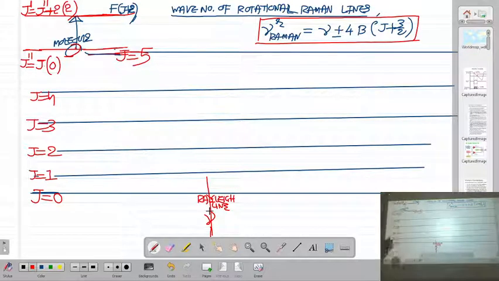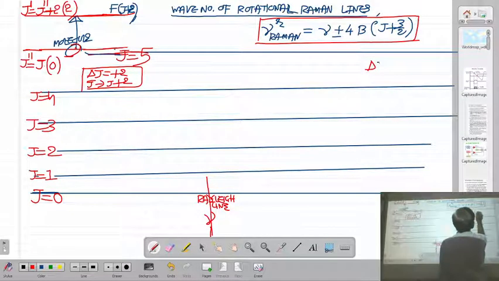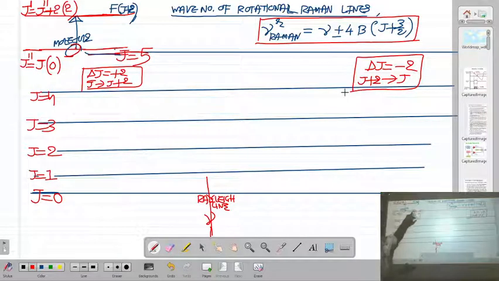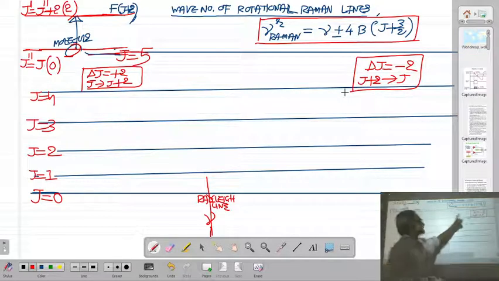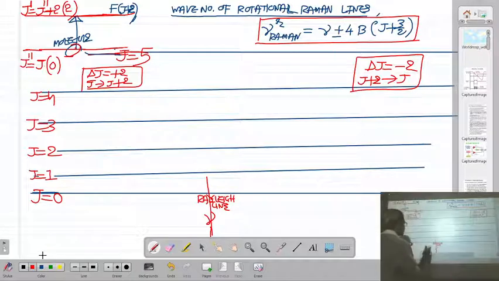Okay. Now, there are two types of selection rules that we have seen. Delta J is equal to plus 2 means you consider the transition from J to J plus 2. And on the other side, we will consider the selection rule delta J is equal to minus 2. We will consider the transition from J plus 2 to J. Right? This is the selection rule. Delta J plus 2 transitions are possible from J to J plus 2, and J plus 2 to J means delta J minus 2 transitions are possible. Right? Okay. So I consider the first transition from 0 to 2.